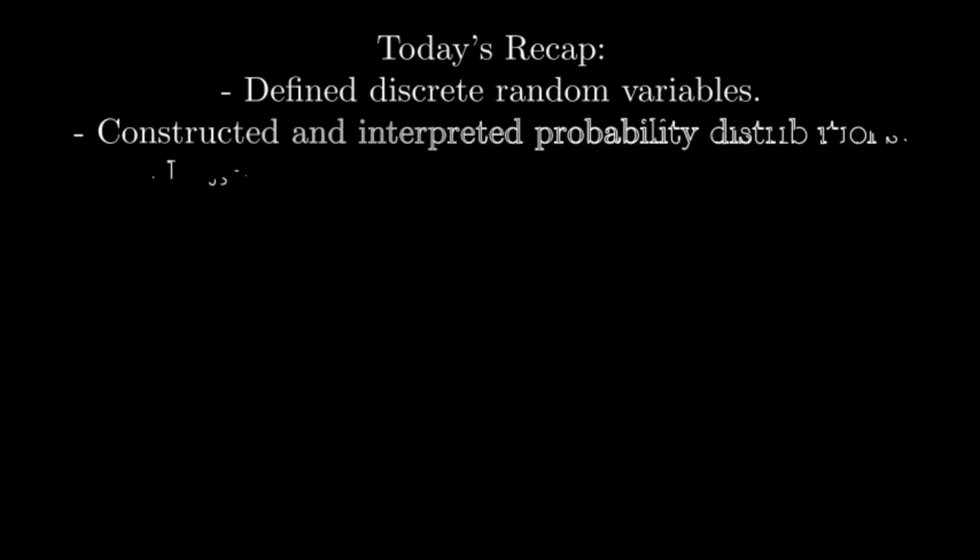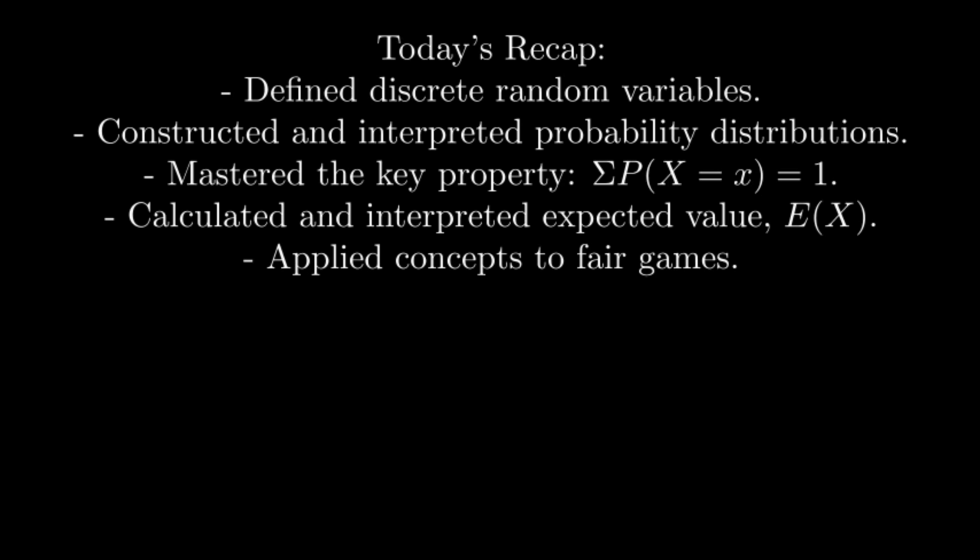Let's wrap up and review what we've accomplished today. We started by defining what a discrete random variable is and how to represent its likelihoods using a probability distribution. We established the fundamental rule that all probabilities in a distribution must sum to 1. Then we introduced the crucial concept of expected value, E(X), as the long-run average of a random variable. Finally, we applied these ideas to analyze the fairness of games of chance. You now have the foundational tools to describe and analyze situations involving discrete random outcomes.